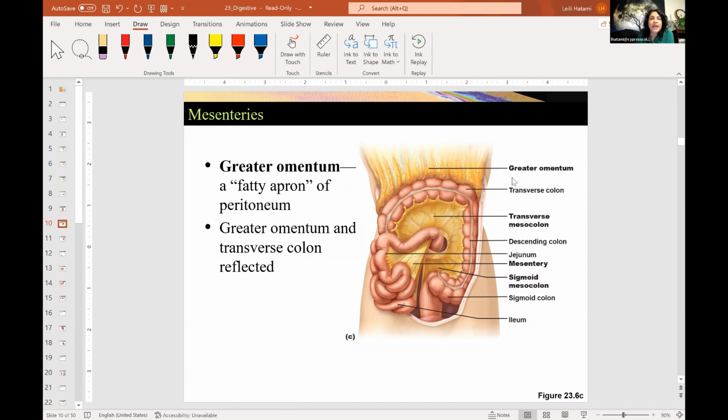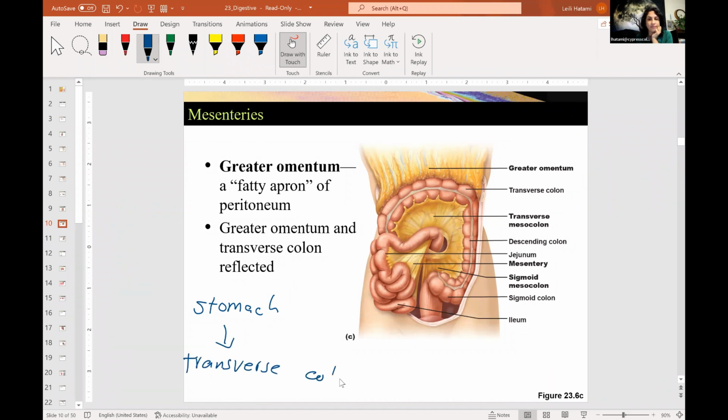The greater omentum is the other folding of peritoneum, which connects to the stomach, and then like an apron, it goes down, folds up, and attaches to the transverse colon. Here you can see the greater omentum, which they've just folded up. The greater omentum covers the small intestine here. It is a folding of peritoneum between the stomach and transverse colon, and it is attached to the greater curvature of the stomach.